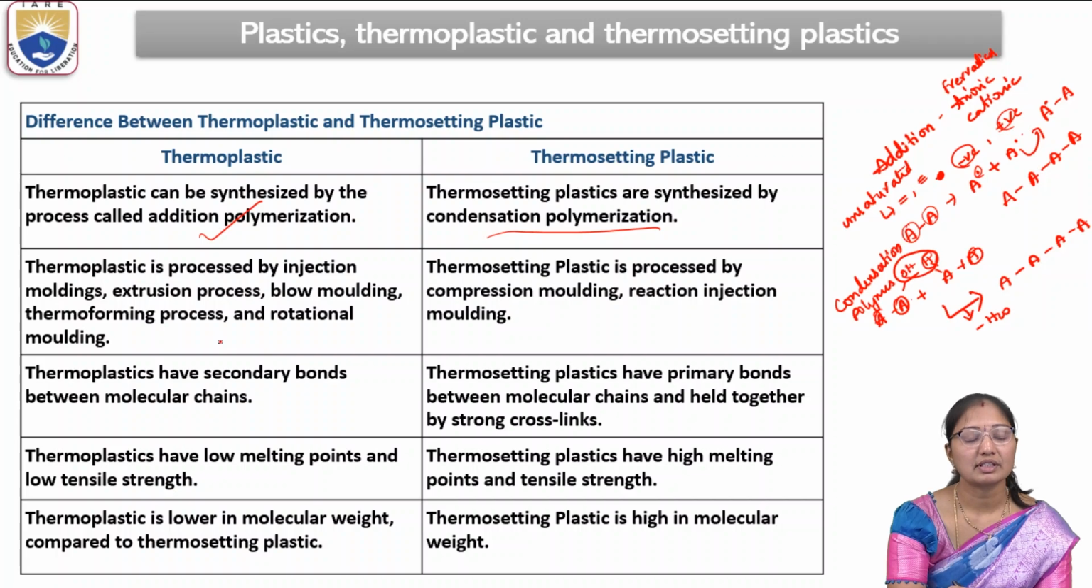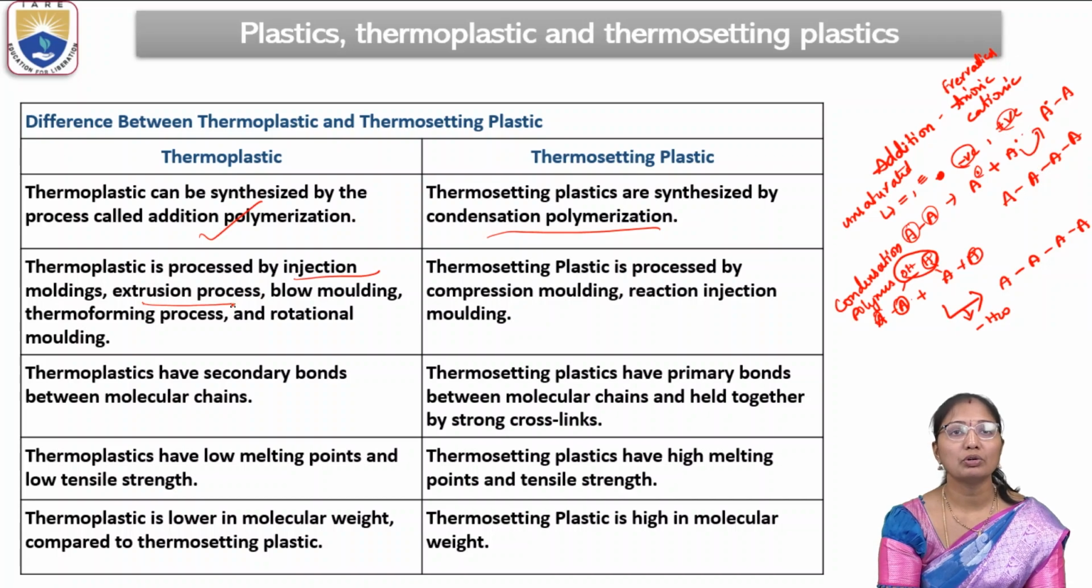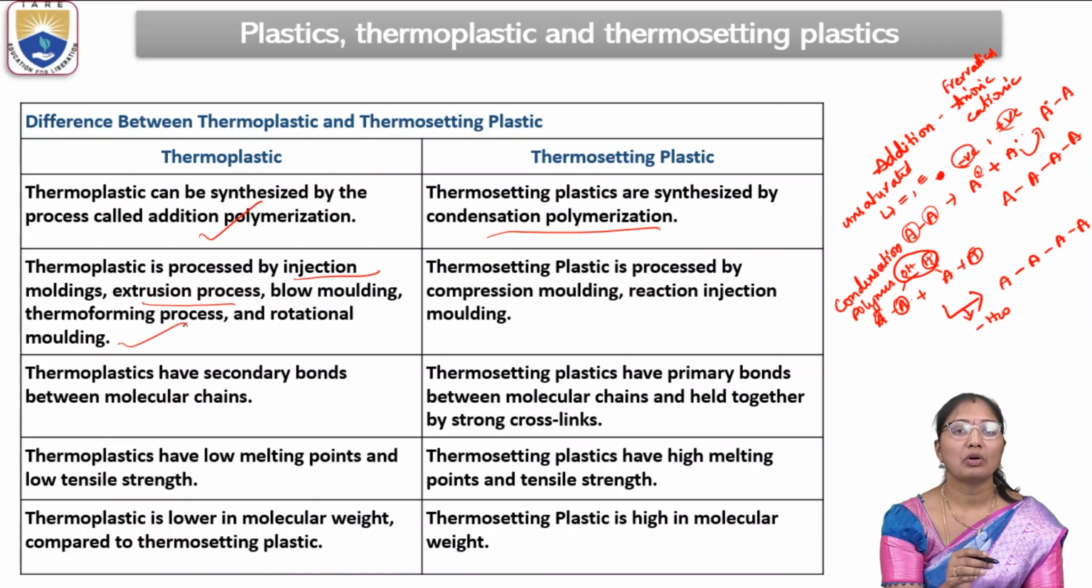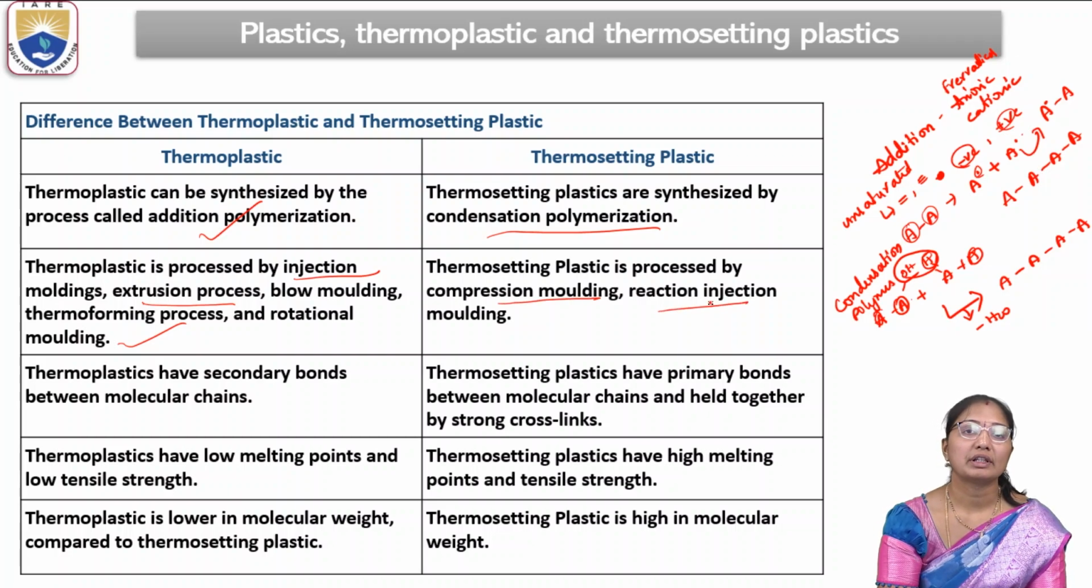The thermoplastic is processed generally by injection molding and extrusion process, and also blow molding, thermoforming and rotational molding. So the molding of these plastics happens in this way. Whereas thermosetting plastics are processed by compression molding. Reaction injection molding is also used for thermosetting plastics.